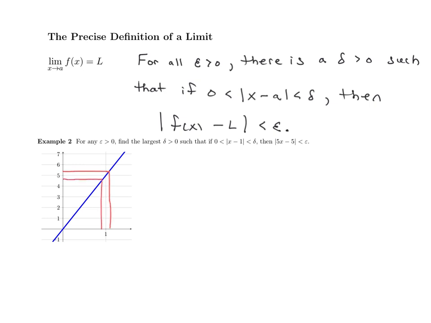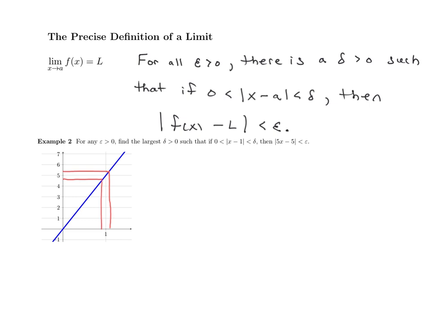So the for all epsilon greater than 0 part is saying the limit's 5 and you're going up epsilon and down epsilon. So you're going a distance of epsilon around 5. What you then have to do is find this delta around this number so that everything around 1 will be mapped to stuff around 5.